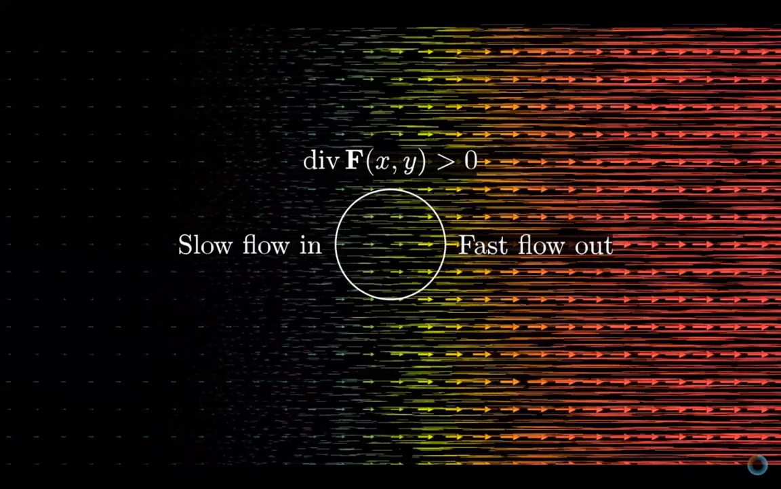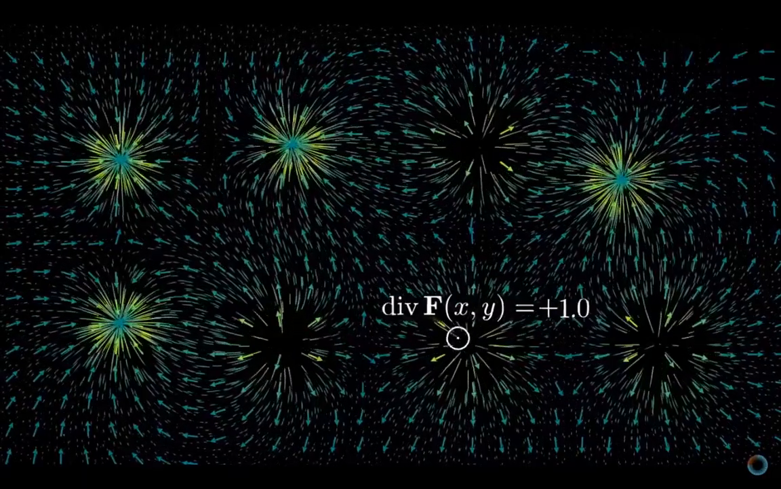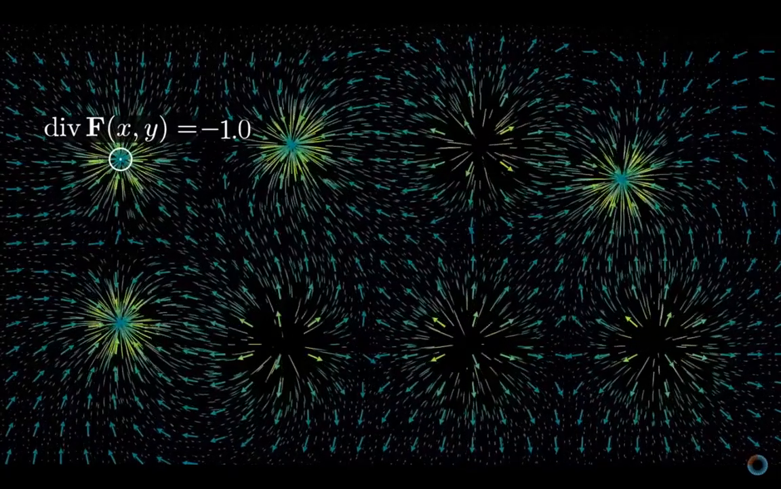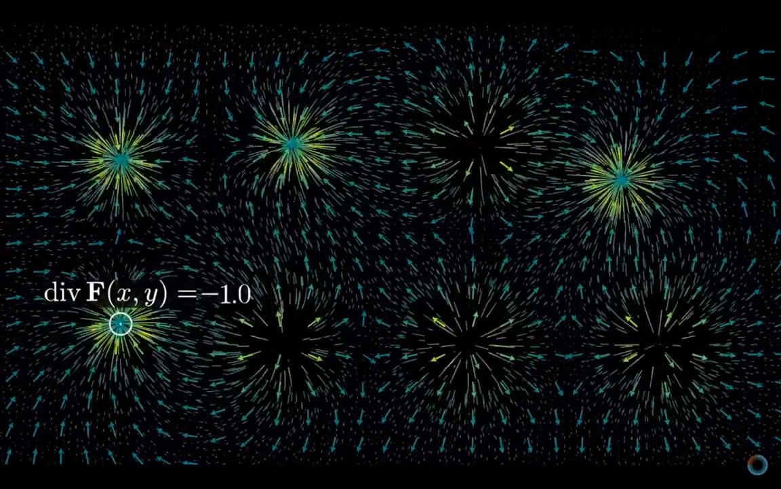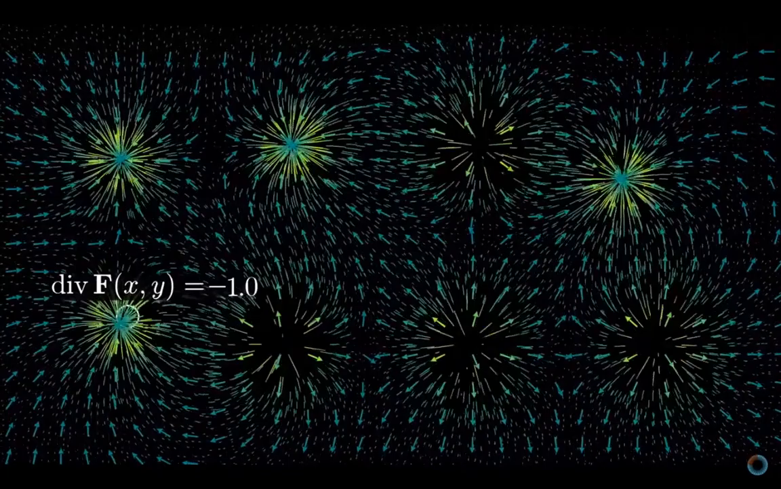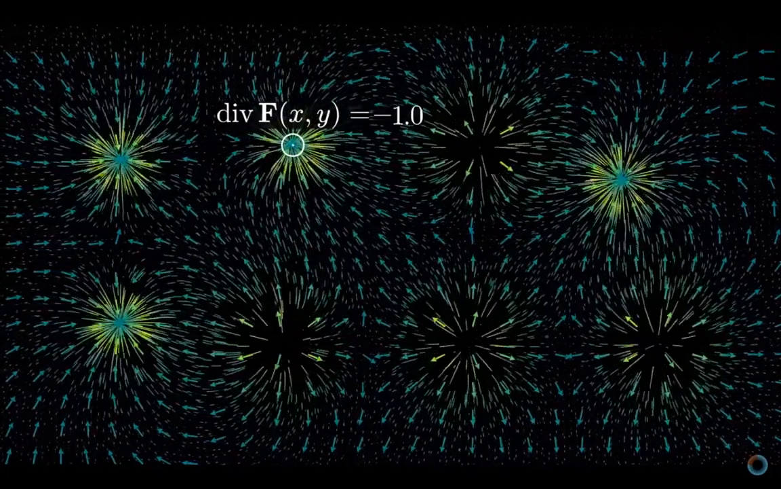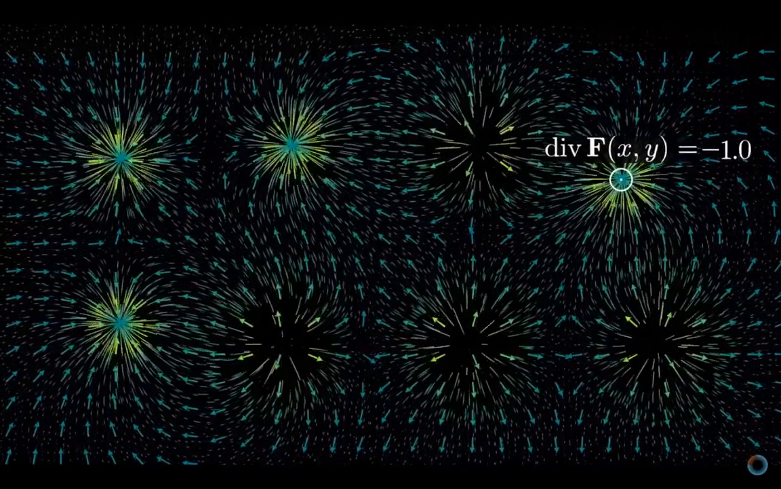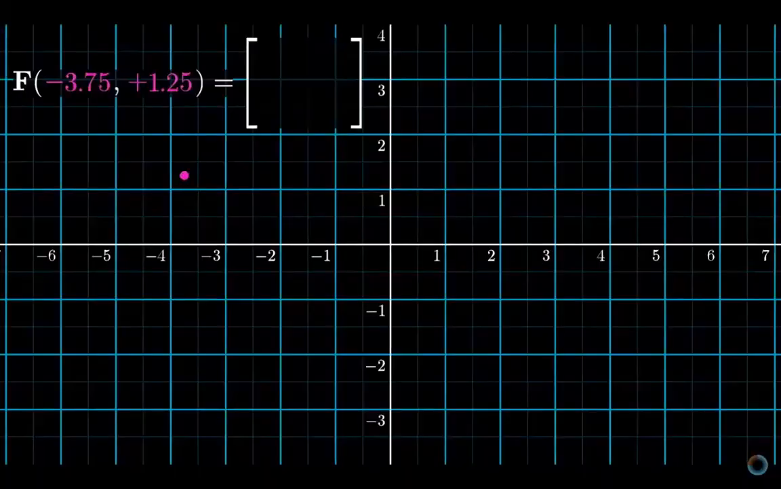Now on the flip side, if in a small region around a point there seems to be more fluid flowing into it than out of it, the divergence at that point would be a negative number. Remember, this vector field is really a function that takes in two-dimensional inputs and spits out two-dimensional outputs.